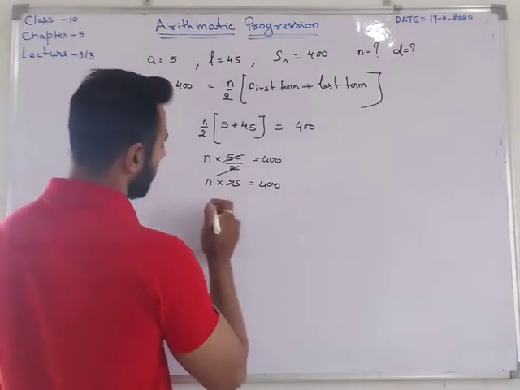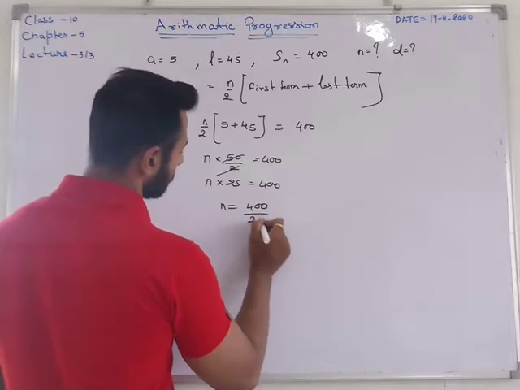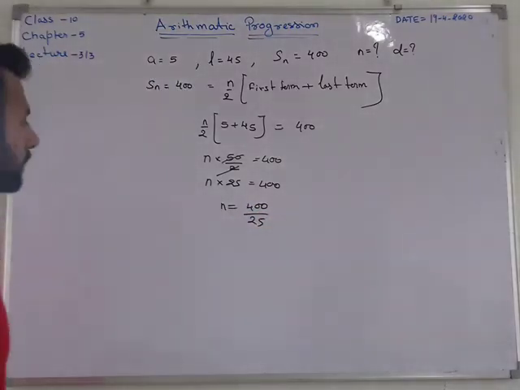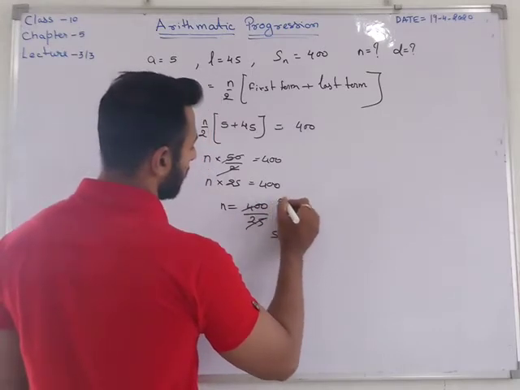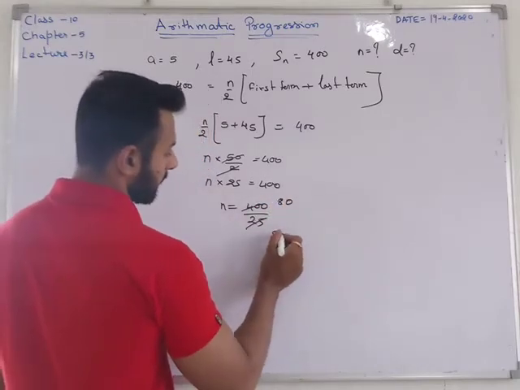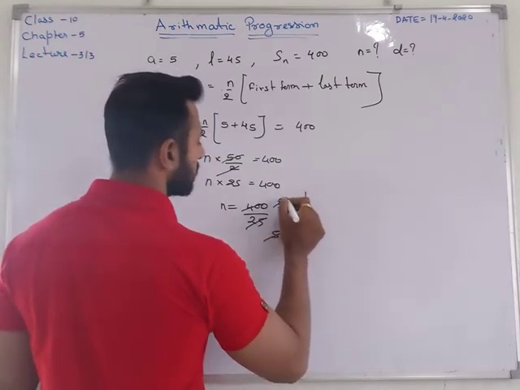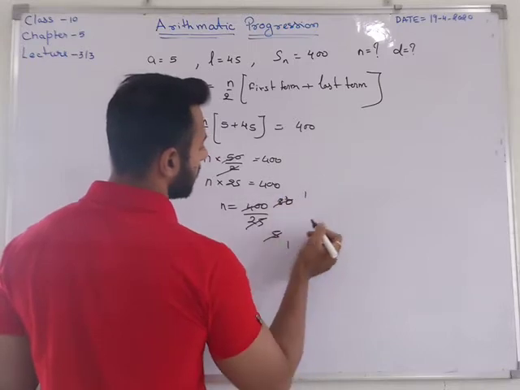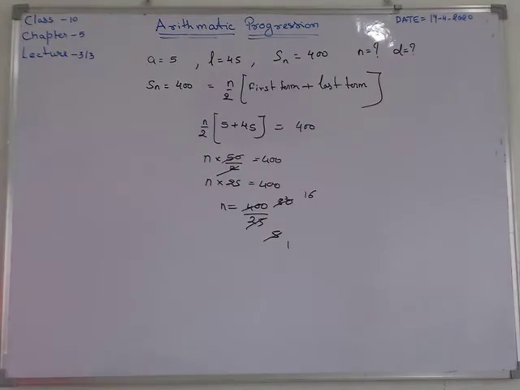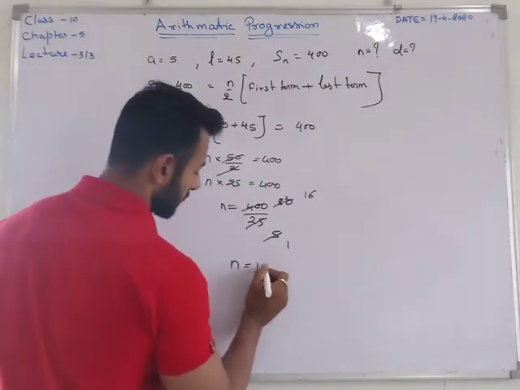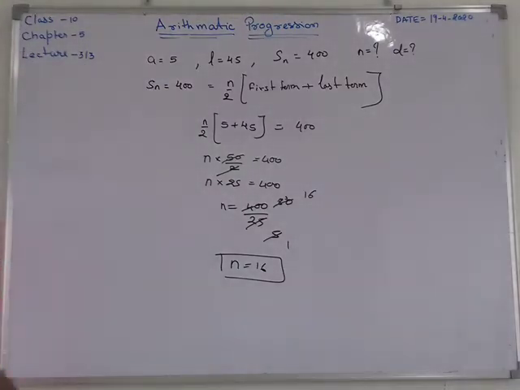Taking this 25 down in the denominator, solving with 5, 5 times 5 is 25, 5 times 16 is 80, and it will be 16. So n is equal to 16. We found the value of n is equal to 16.